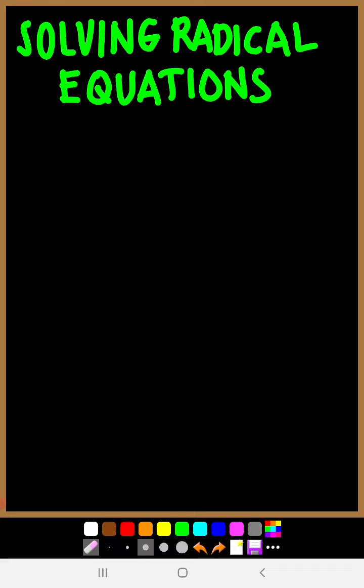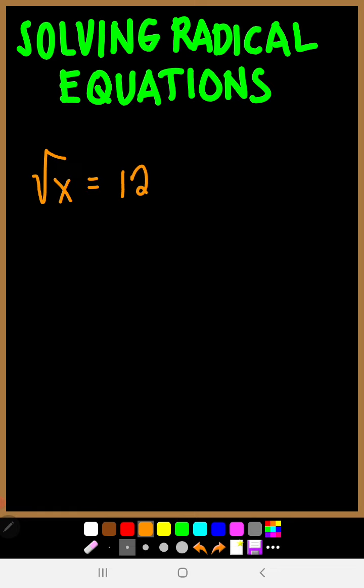In this video, we are going to learn how to solve radical equations. When you solve an equation, you just have to find the value of the unknown. Okay? So let us start with an example. For example, we have square root of x is equal to 12.